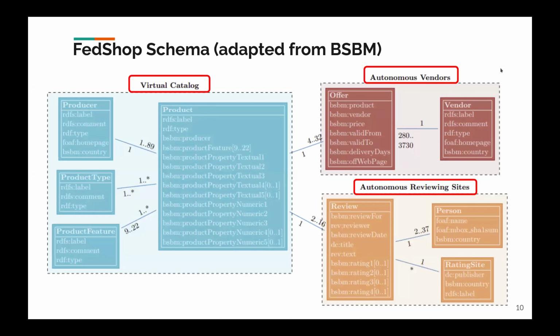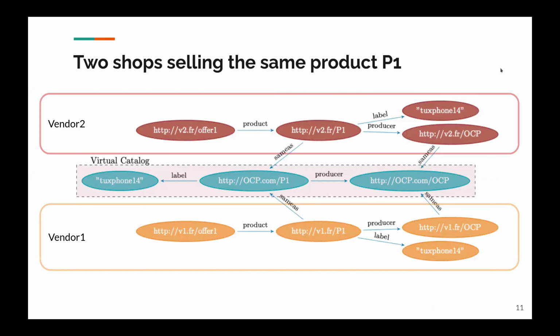There are the relevant types of entities that are in the virtual catalog, with products, producers, and product types. This is very similar to what is in the Berlin SPARQL benchmark. Then we have each of the vendors, which has offers and data about themselves, and then there are reviewing sites which have reviews, persons, and data about themselves. And if multiple shops sell the same product, then this would look like this.